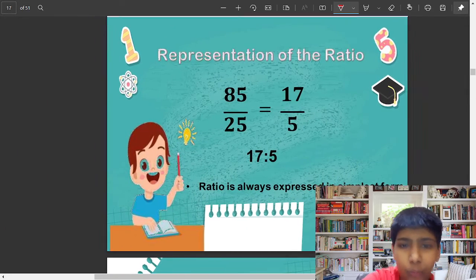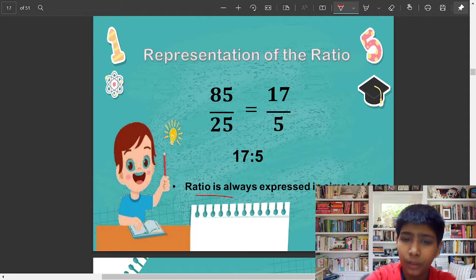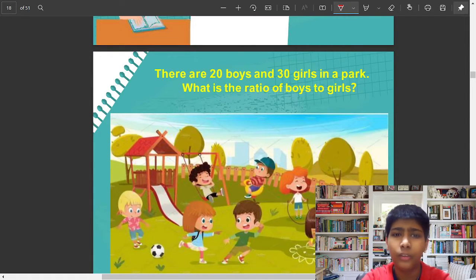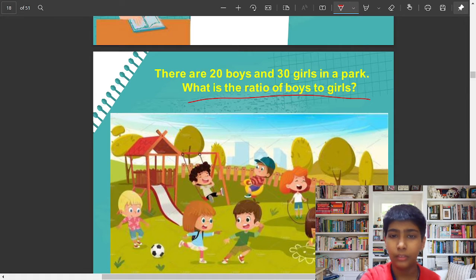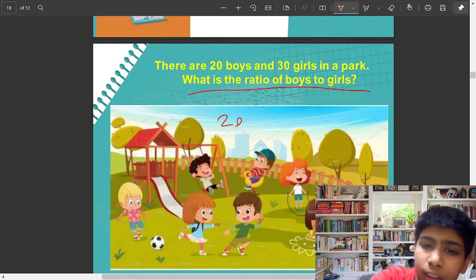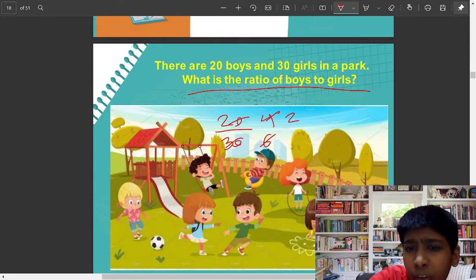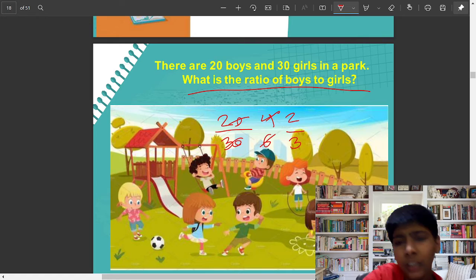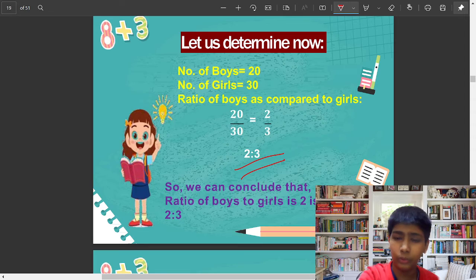Representation of the ratio. When we divide by 5, we represent it in the lowest form or the simplest form. There are 20 boys and 30 girls in a park. What is the ratio of boys to girls? There are 20 is to 30. When we divide by 5, it will be 4 and 6. When divided by 2, then 2 upon 3. So this is our lowest form. So the answer will be 2 is to 3.